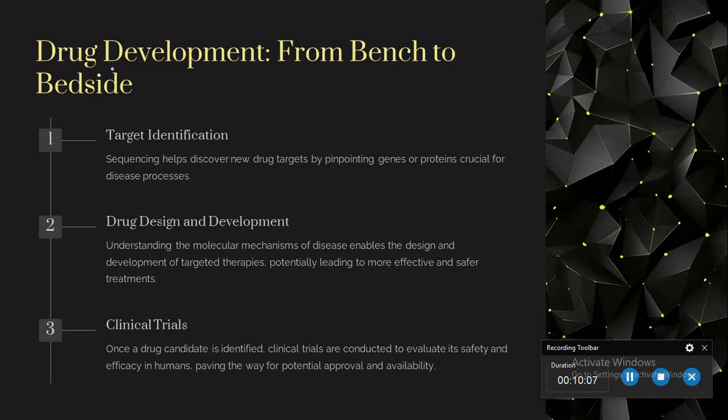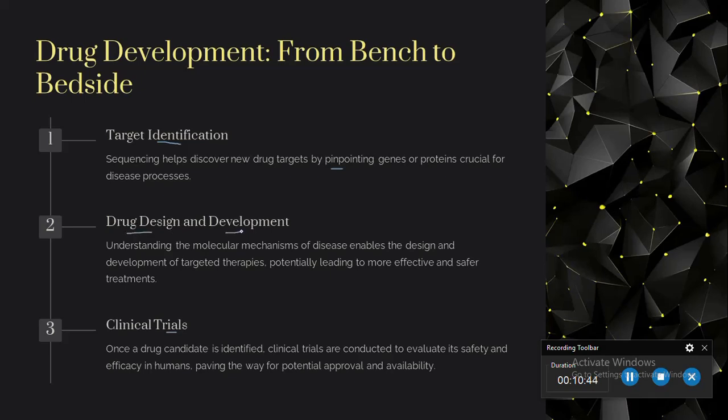He will focus on the process of drug development as a benefit from RNA and DNA sequencing. Okay, so he will tell the story of drug development from bench to bedside, from the first identification to the clinical trial, and how RNA sequencing helps us in this discovery. So it is the following: sequencing helps discover new drug targets by pinpointing genes or proteins crucial for the disease process.